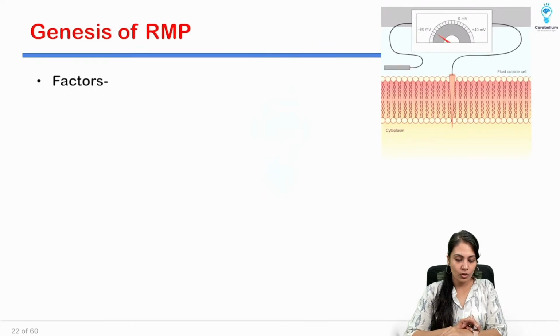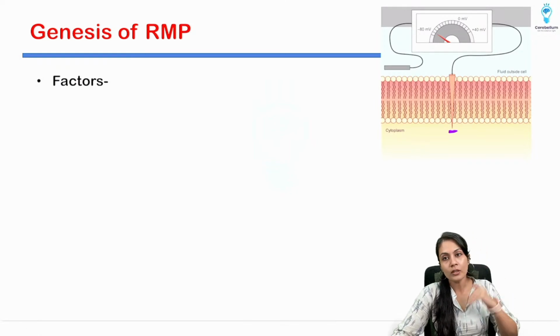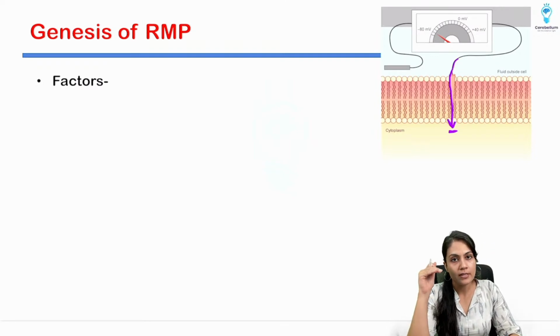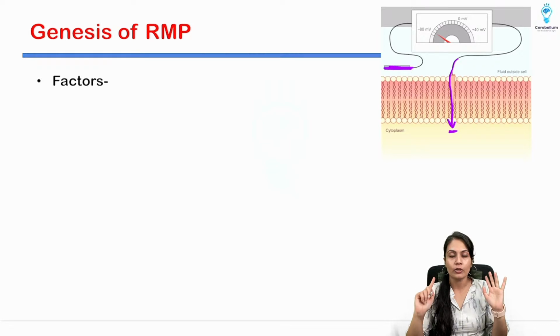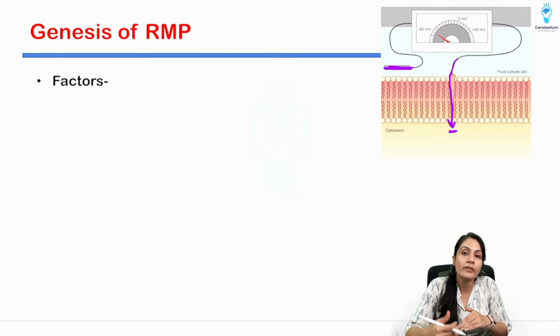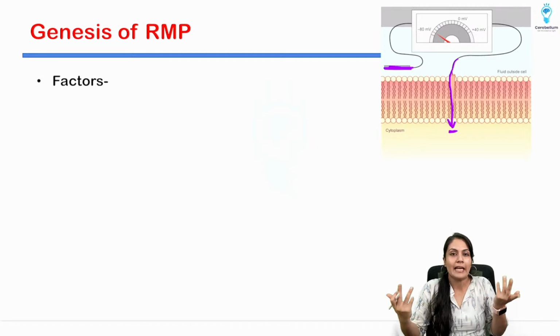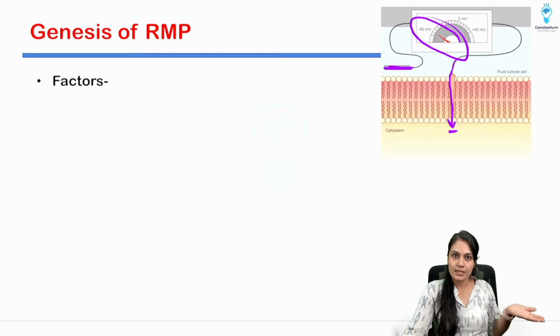Okay. Let's move on to the genesis of RMP, how the RMP is generated. Now, if I have to measure, see over here in the diagram, I'm going to put the microelectrode just inside. You can see it is a very needle-like electrode which I'm going to insert so that it will reach the inner surface of the cell membrane, and one surface electrode I'm going to attach over here, and both I'm going to connect to the voltmeter so that whatever difference there is between the potential outside the cell membrane and just inside the cell membrane, I can measure that, and whatever value comes will be my RMP, isn't it?